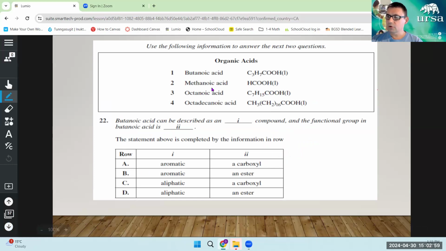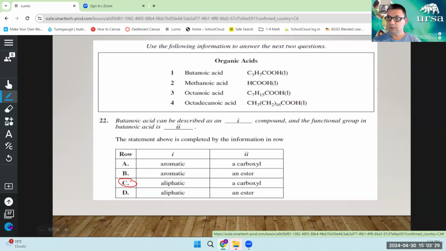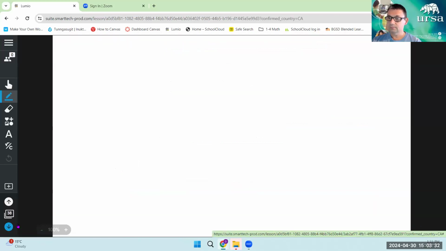This one here, next 2 questions. Butanoic acid, methanoic acid, octanoic. Butanoic acid can be described as aliphatic, because it doesn't have that benzene ring, so it's not an aromatic. Because it's a butanoic acid, it contains a carboxyl group. Functional group is carboxyl. It's a carboxylic acid after all.